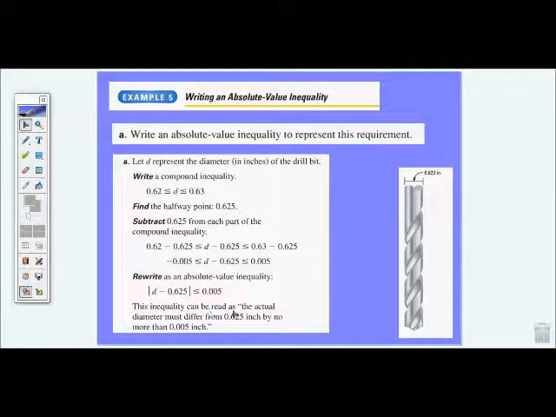So this inequality can be read as the actual diameter must differ by no more than 0.005 inches, or 5 thousandths of an inch. And that would be a very, very small difference.